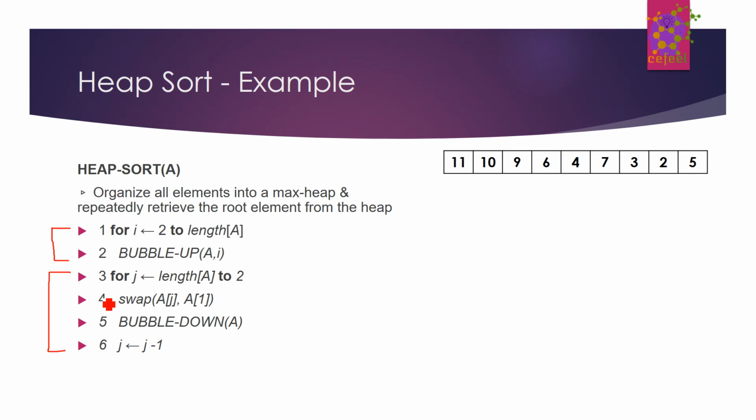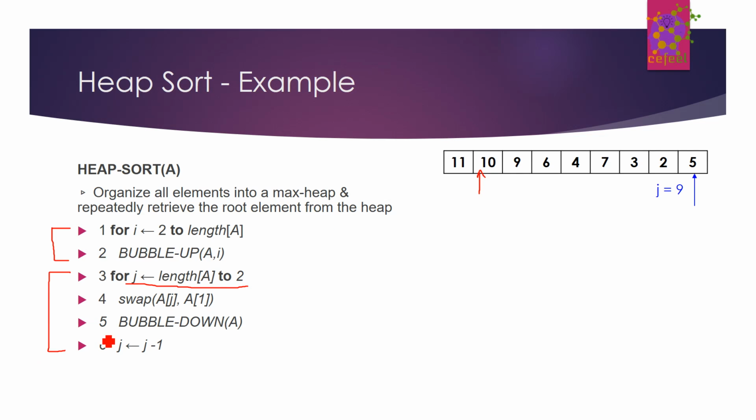So this is the array, what it looks like after the bubble up procedure, just at step 2. So after step 2, now in step 3 we have j, which starts with length of A, which means j starts with 9. Now length of A is 9 because we have 9 elements, and in every step we will decrement j till we reach the second element. That is what it says, j less than 2.